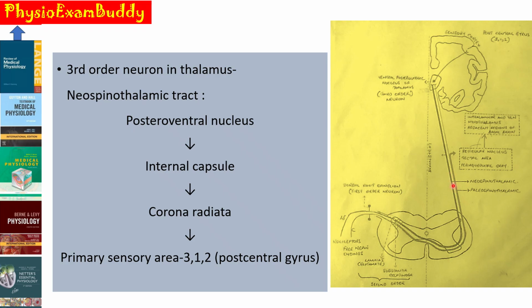We will see first about the neospinothalamic tract. The neospinothalamic tract will enter into the posteroventral nucleus of the thalamus, which constitutes the third order neuron, and from there the fibers are sent to the internal capsule and then into the corona radiata, and finally the fibers will end in the primary sensory area, which is areas 3, 1 as well as 2 in the postcentral gyrus.